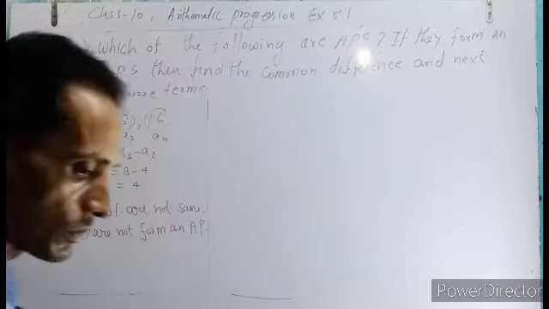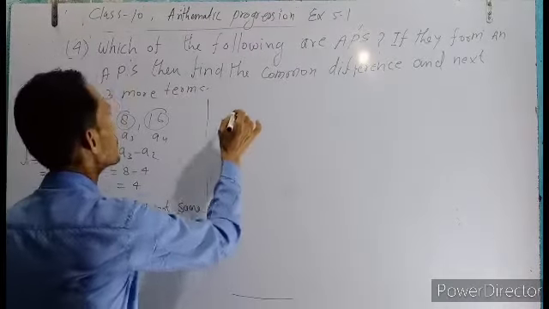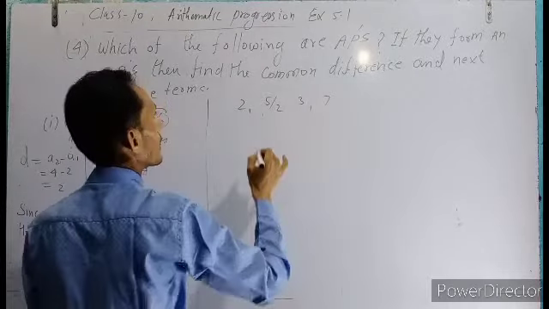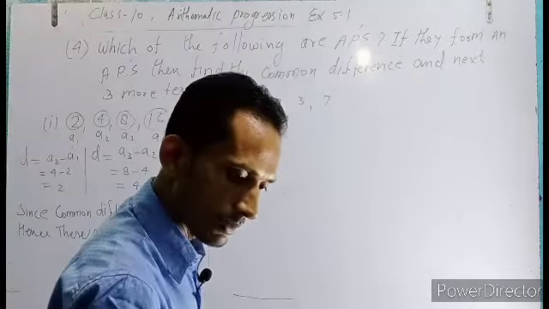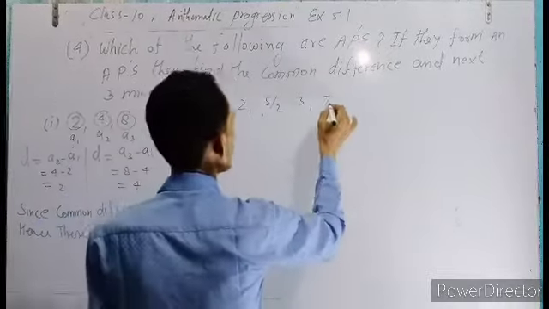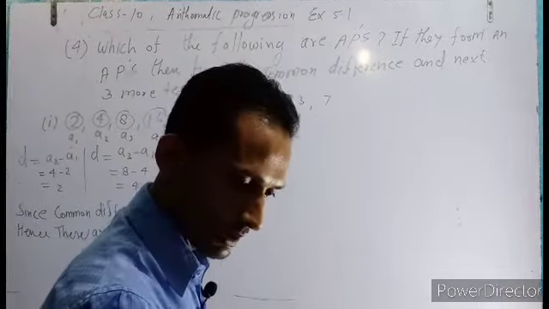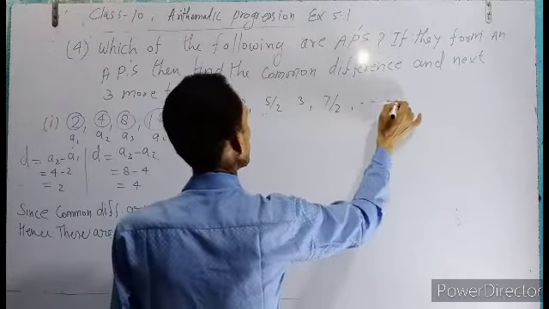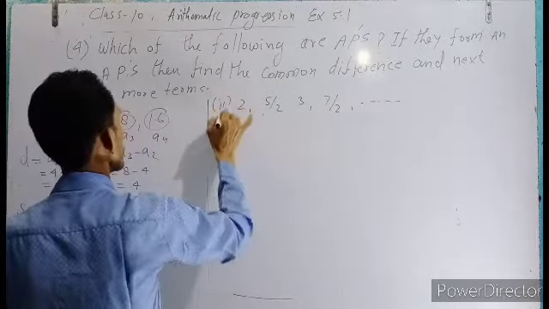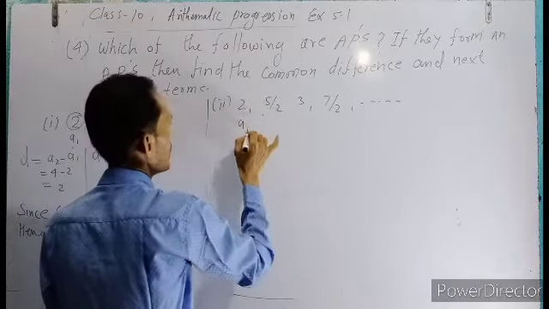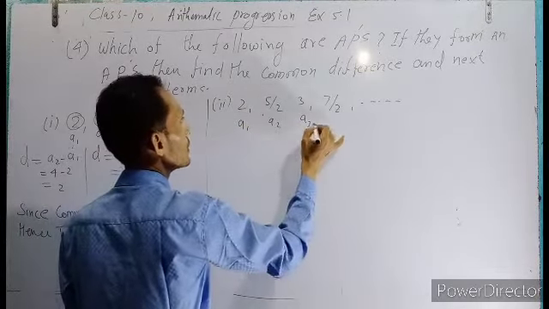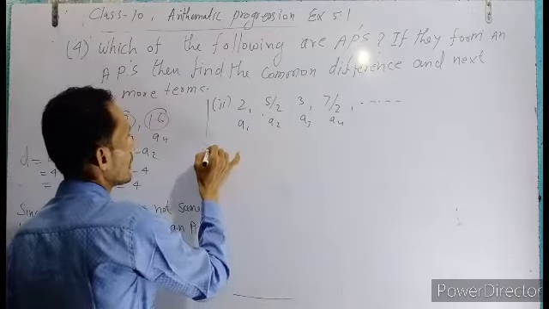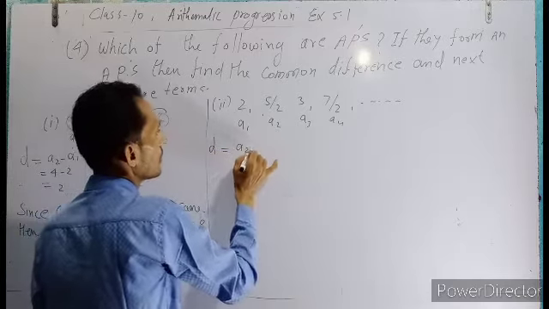Two, 5 by 2, 3, 7 by 2, 2, 5 by 2, 3 and 7 by 2. In this way, the second part we have given you. So we can observe this one, A1, A2, A3, A4 and so on. So you can find out the common difference D equal to A2 minus A1.